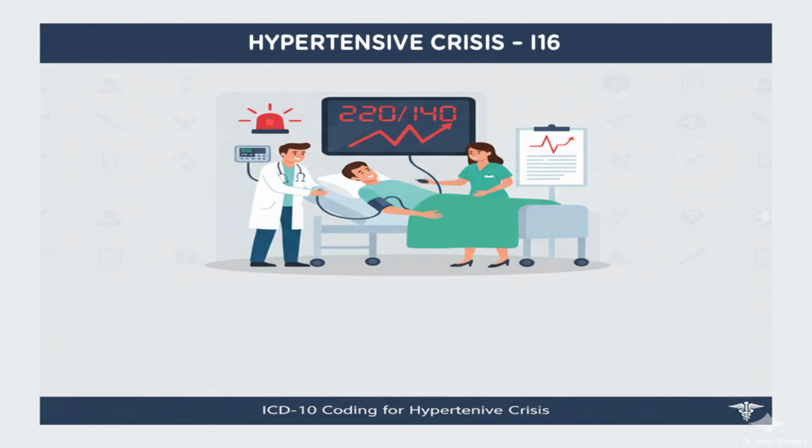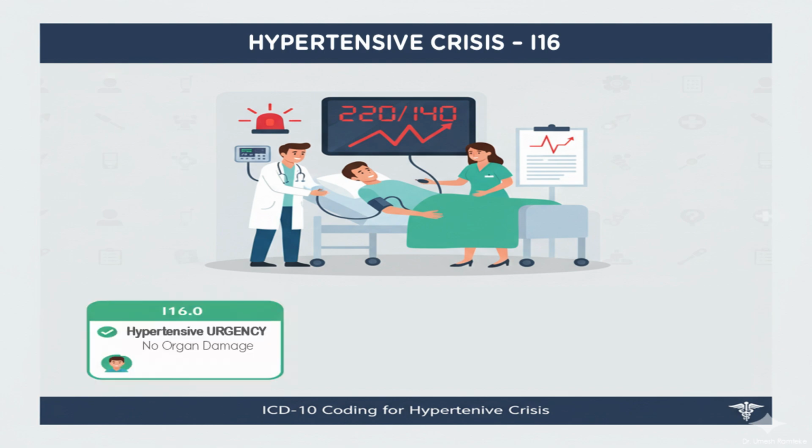A hypertensive crisis is a critical medical condition requiring immediate attention. The I-16 series in ICD-10 differentiates between two vital types, urgency and emergency. Both involve severely elevated blood pressure, often exceeding 180 over 120 millimeters of mercury. The key factor distinguishing them for coding is the presence or absence of acute organ damage.